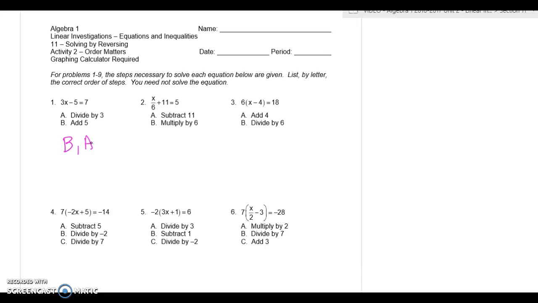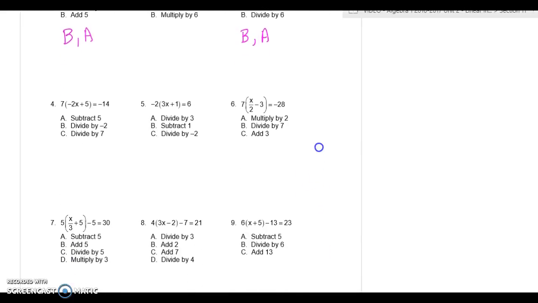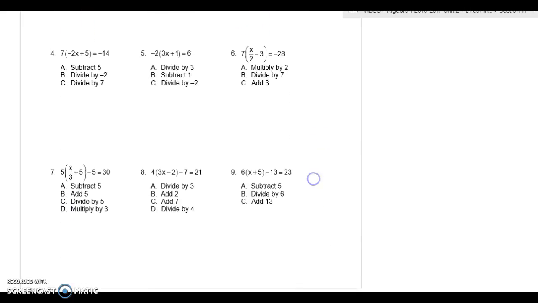That one has parentheses. So we have 6 times the quantity x minus 4 equals 18. So to reverse that, we're looking for any expressions on the outside. We have that 6. That's got to go first. We divide by 6. And then we're going to add 4. Let's get to a more complicated one. Let's do number 7. That's a good-looking problem there.